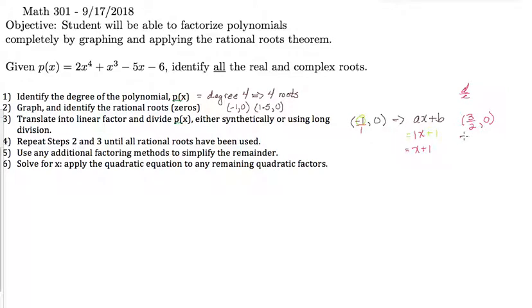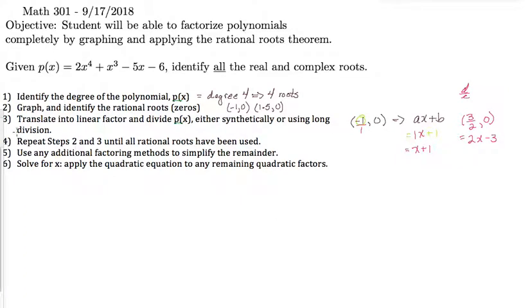From here, do the same thing. You can take the denominator, multiply it by x, 2x, and then you're going to add the opposite of the numerator. Opposite of 3 is -3. So let's add a -3. And there we go. We have our first factor and our second factor.